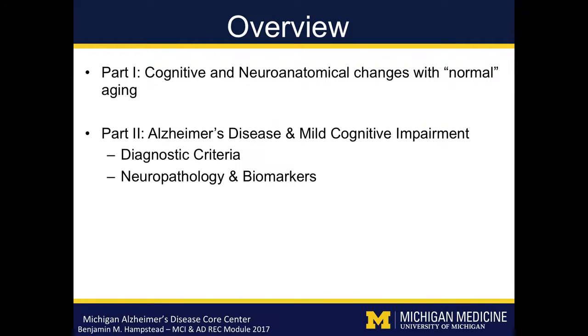I'll then go into Alzheimer's disease and mild cognitive impairment and talk about the diagnostic criteria, as well as the neuropathology and our ability to now detect the neuropathology in vivo. And then we'll wrap up by talking about future characterization approaches that utilize the different biomarkers to help assign levels of certainty in our diagnostic process.